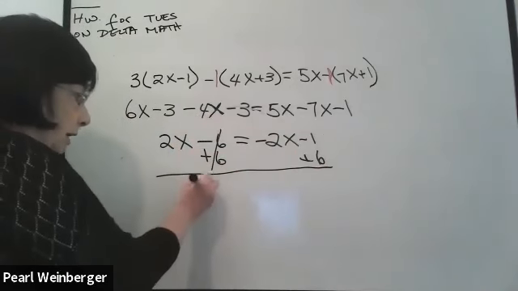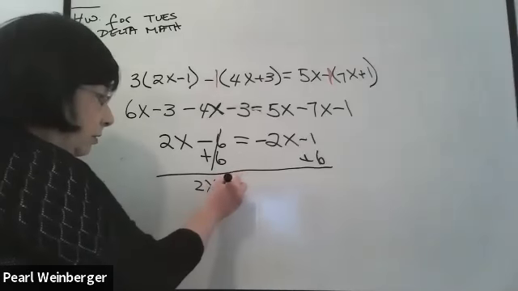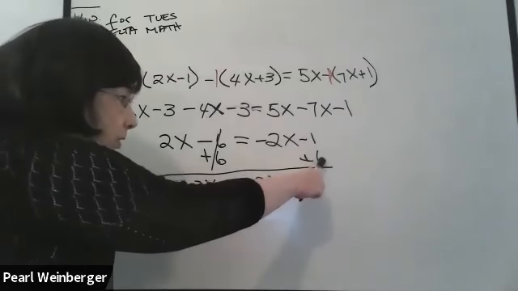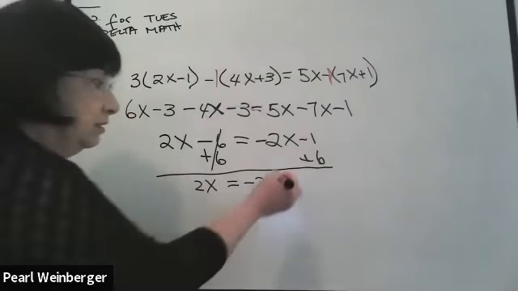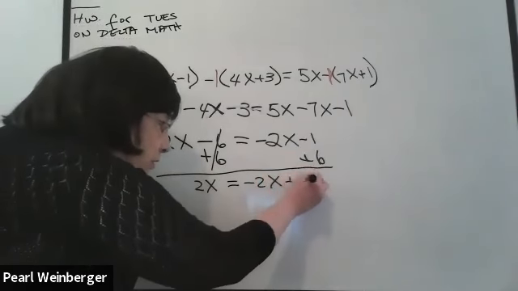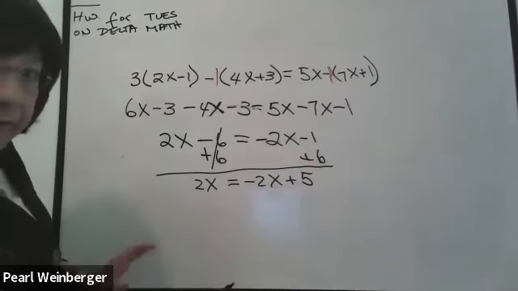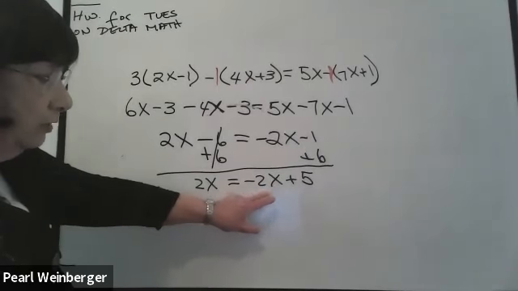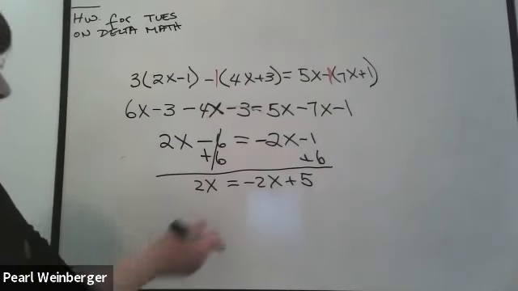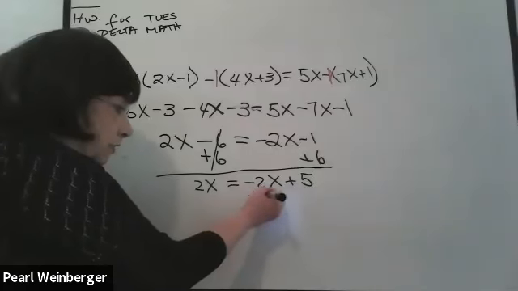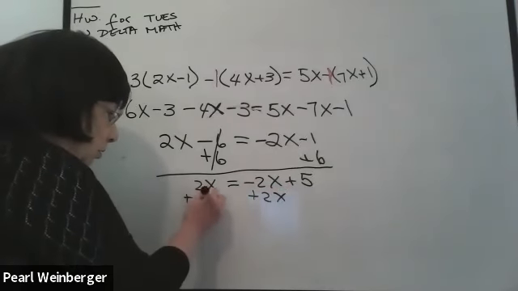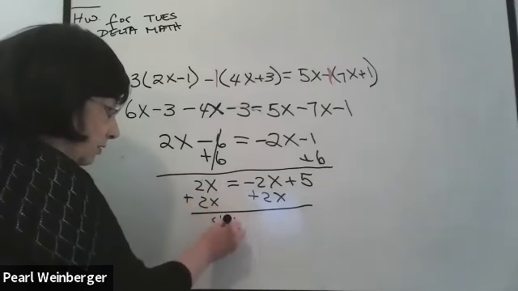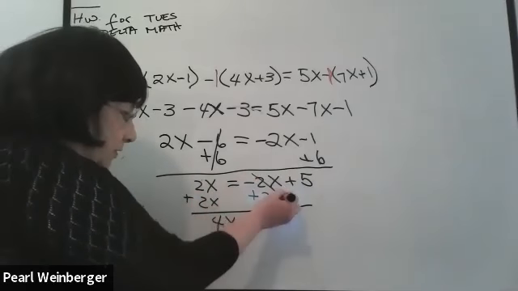This leaves me 2x. Over here, this gives me -2x. And I have a -1 plus a 6. Now, -1 plus 6 is +5. Okay, so I'm almost done. I now want to get this -2x from the right side. It has to come over to the left side. So it's a -2x. I'm going to do +2x. This will give me 2x plus 2x, which is 4x, equals, this cancels out, 5.